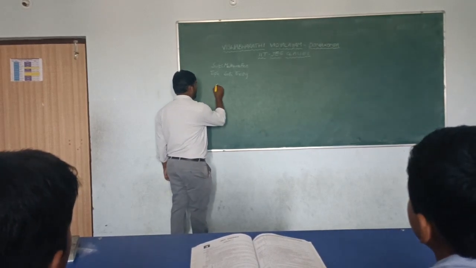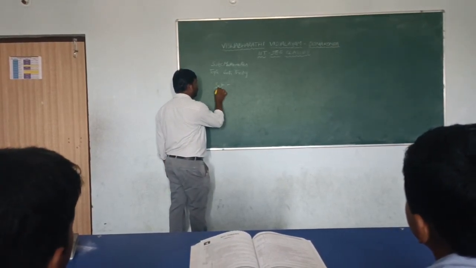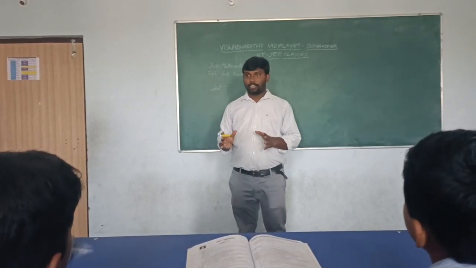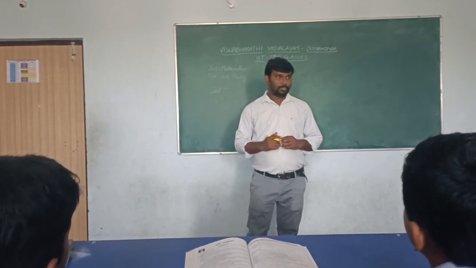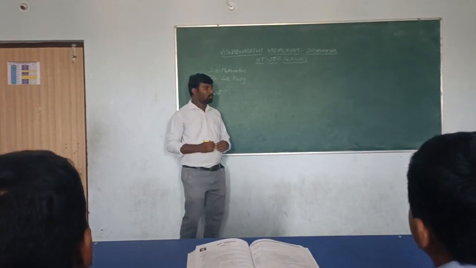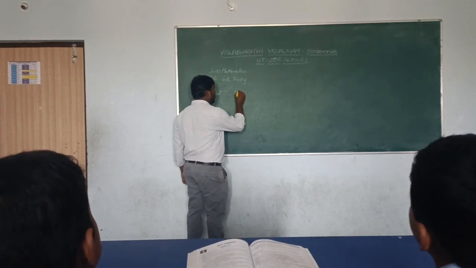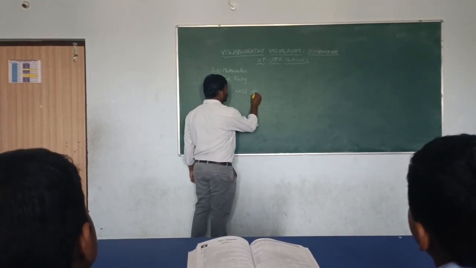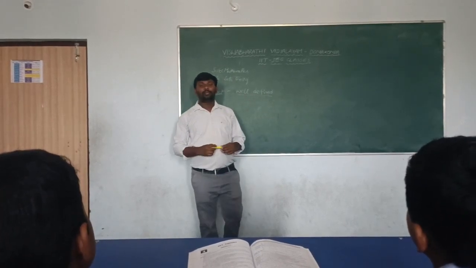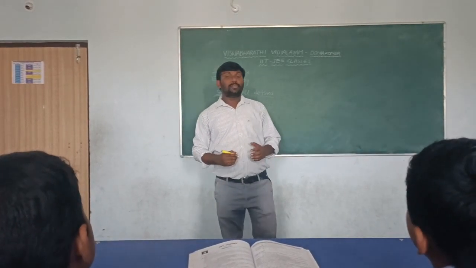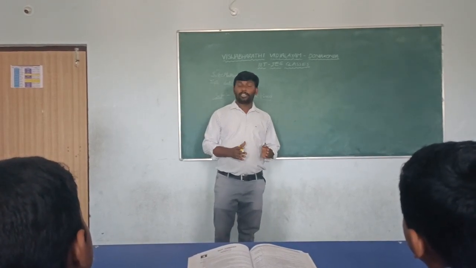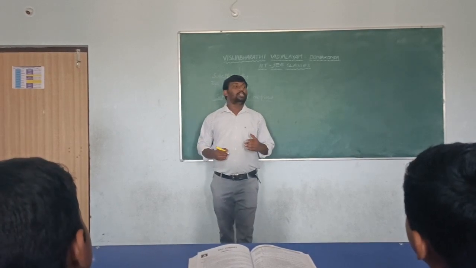The definition of set. What is a set? Set is a collection of well-defined objects. So here the key word is well-defined. What is the meaning of well-defined? Okay, a statement should not be varied irrespective of the person, irrespective of the place, or irrespective of the thing.